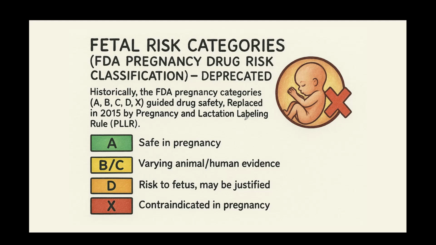There is a deprecated fetal risk category according to the Federal Drug Administration. Historically, they used the A, B, C, D, X classification. Drugs labeled A are safe in pregnancy. For B and C, there is varying animal and human evidence that they affect fetal growth. For D, there is risk to the fetus, but use might be justified. X is contraindicated in pregnancy.